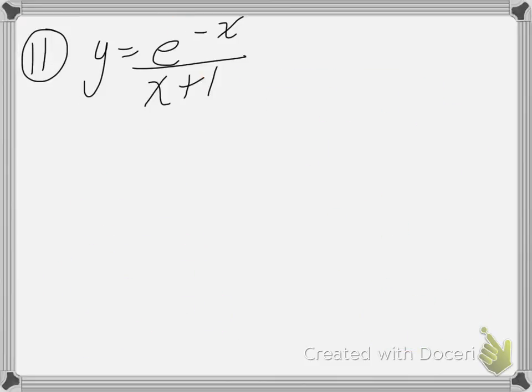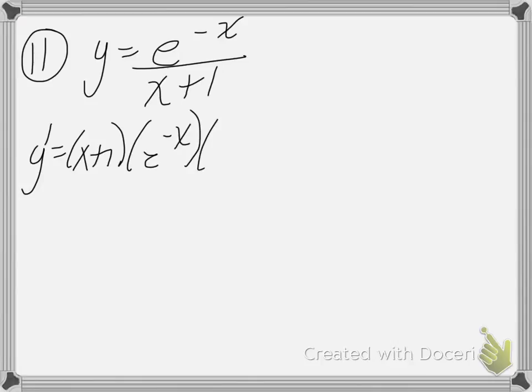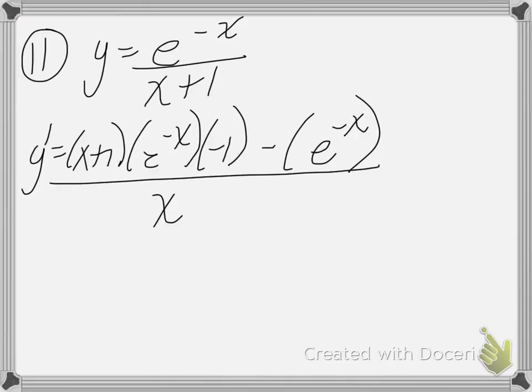Okay, the answer for number 11 was B as in boy, and that we're just looking for the slope when x equals 1. So this is going to be a quotient rule. So it's the bottom times the derivative of the top minus the top times the derivative of the bottom, which is just 1, over the bottom squared. Okay, and then you're just going to plug 1 in wherever you see an x. So you're going to get this.